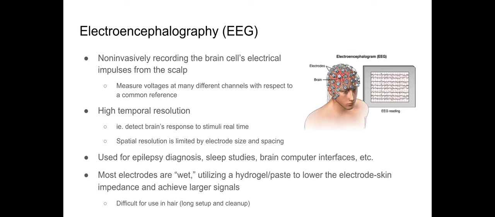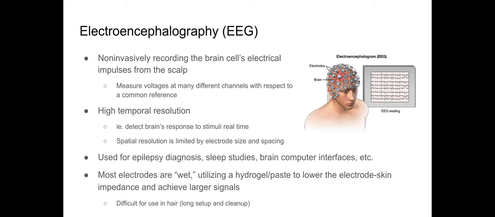So a little bit of background on EEG. EEG non-invasively records the brain's electrical impulses from the scalp, and it measures voltages on many different channels with respect to a common reference, and has high temporal resolution. So it detects the brain's response to stimuli in basically real time, on the order of milliseconds. Spatial resolution, on the other hand, is limited by electrode size and spacing. If you have very few electrodes spaced very far apart, then you don't know what neuron firing is causing that voltage. Versus if you have a lot of electrodes placed closely, then you can get a finer reading. EEG currently is used for epilepsy diagnosis, sleep study, brain computer interfaces, and many other uses.